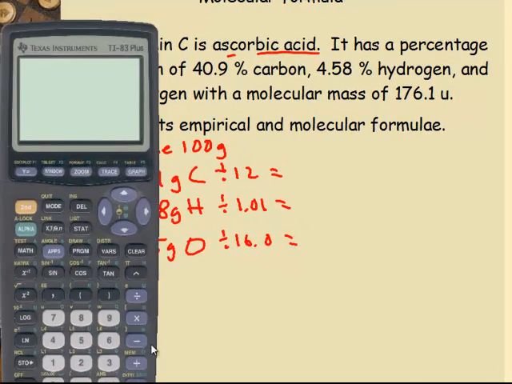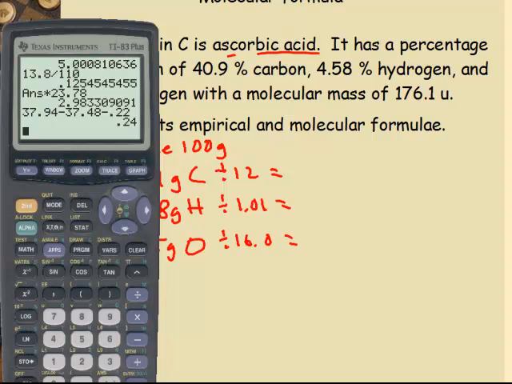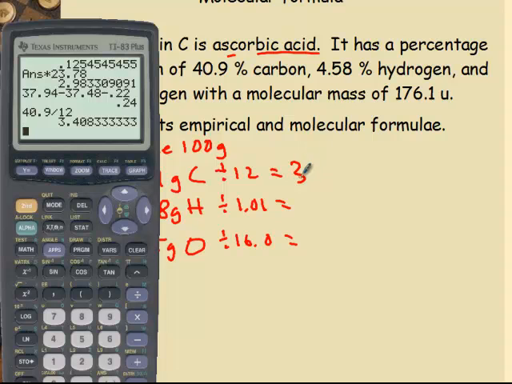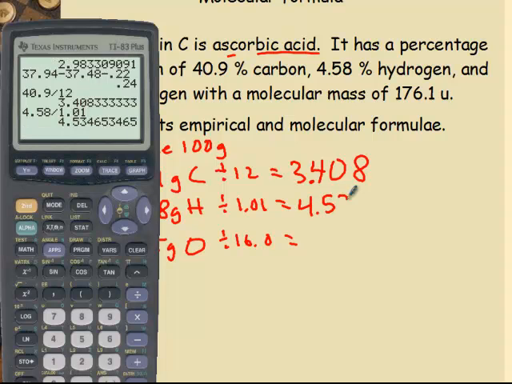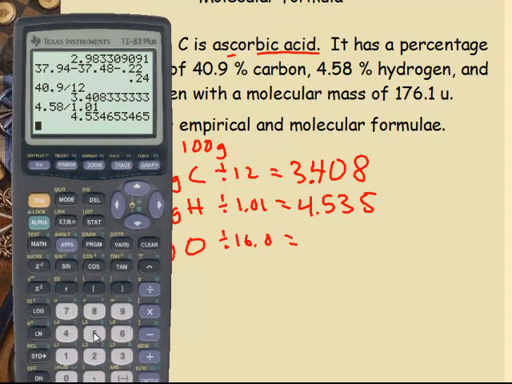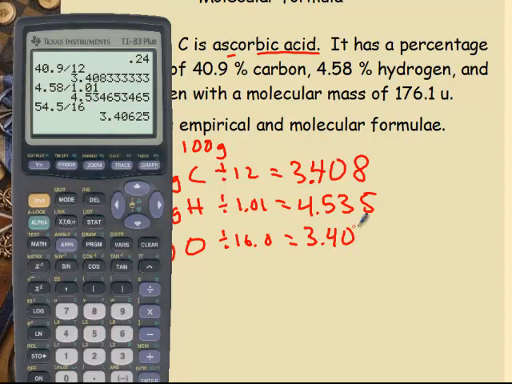I might as well show you on the calculator this time. So we have 40.9 divided by 12. So I'm going to keep extra significant digits, 3.408 moles. 4.58 divided by 1.01, I get 4.535 moles. And then I have 54.5 grams of oxygen divided by the mass of oxygen, 3.406 moles. So from here I have to divide by the smallest one, which is this one. I get a 1.